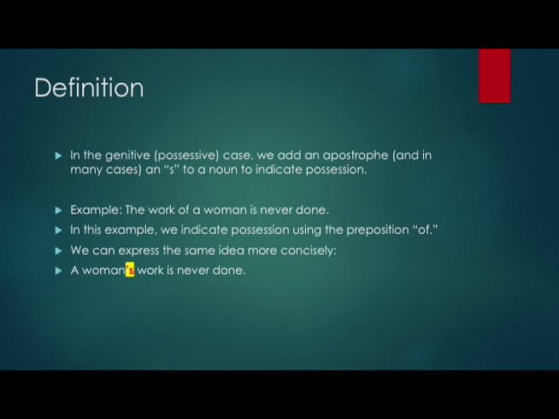So the first sentence here reads, "The work of a woman is never done." So in this example, we're expressing the possession by using the preposition of, the work of a woman. That's a little awkward, okay? So what we can do to express the same idea more concisely is to add an apostrophe and an S to the noun. So the revised sentence therefore reads, "A woman's work is never done."